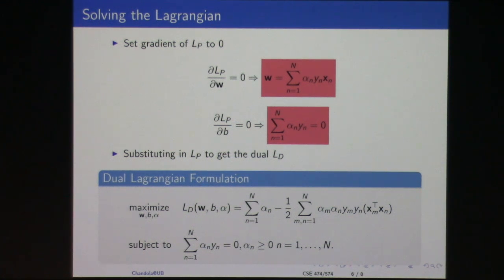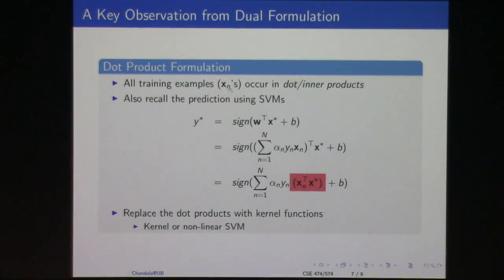And that is why support vector machines are appropriate to apply kernel methods on. So you can get kernel SVM. All training examples occur in a dot or inner product. So that is one part.